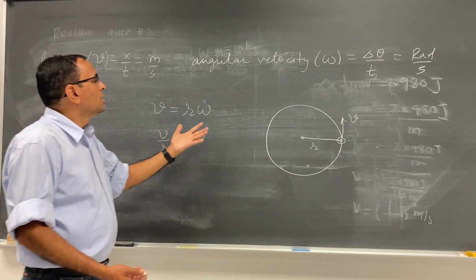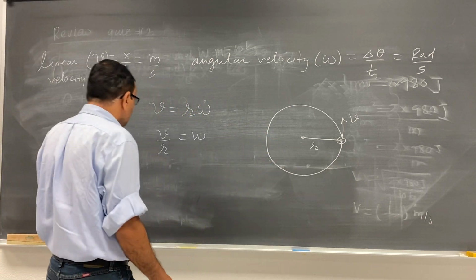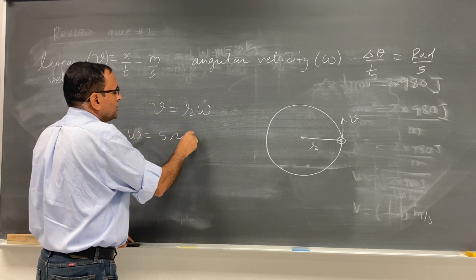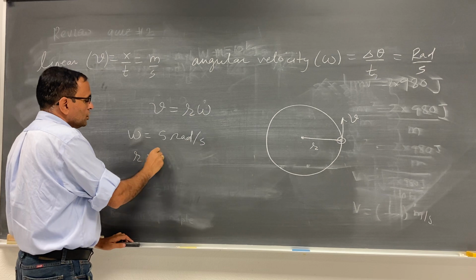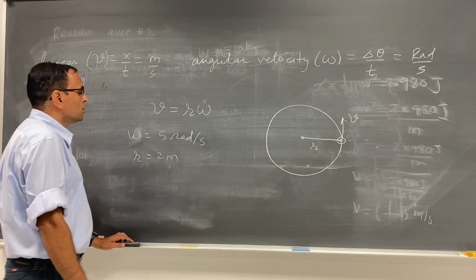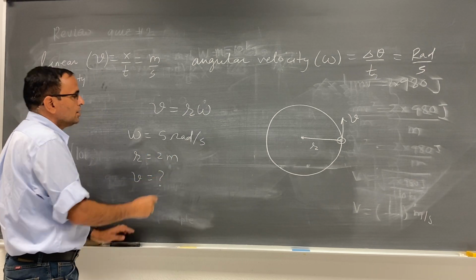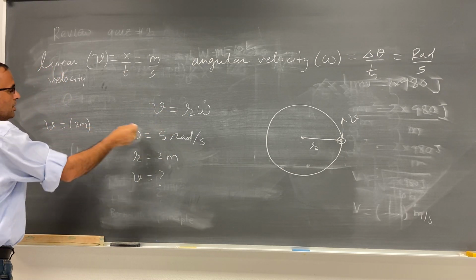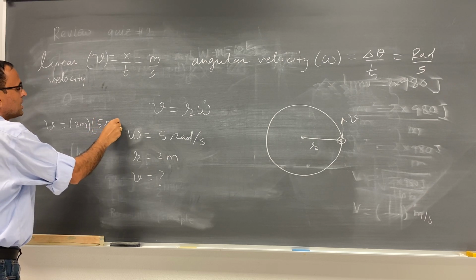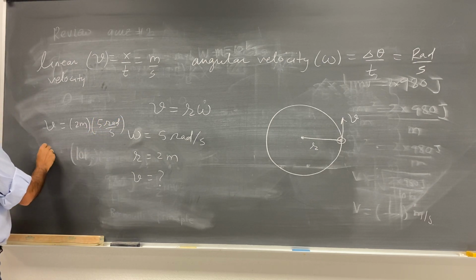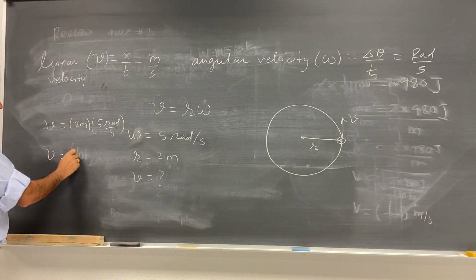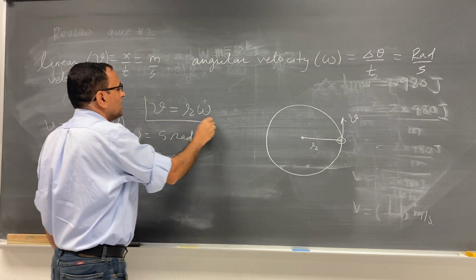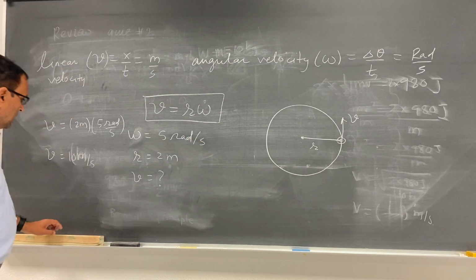For example, suppose omega is 5 radian per second, and the radius is 2 meter. What is v then? Just plug in. r is 2 meter, omega is 5 radian per second. So this is 2 times 5, 10 meter per second. That's it, 10 meter per second. So please write down this formula, v equal to r omega. You need this.